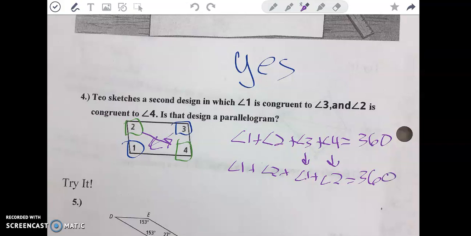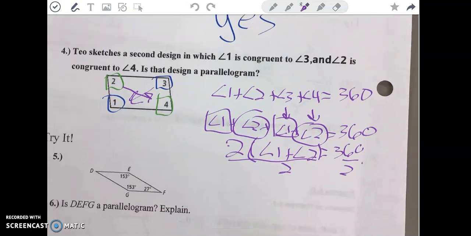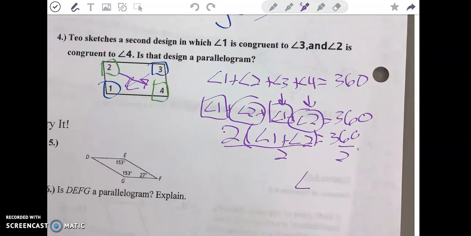So now we have angle 1 plus angle 2 plus angle 1 plus angle 2 is equal to 360. So then we can group these together, since there's 2 angle 1s and 2 angle 2s, so we can put a 2 in front and say 2 times angle 1 plus angle 2 is equal to 360. Divide both sides by 2, and we end up with angle 1 plus angle 2 is equal to, not 360, 180.